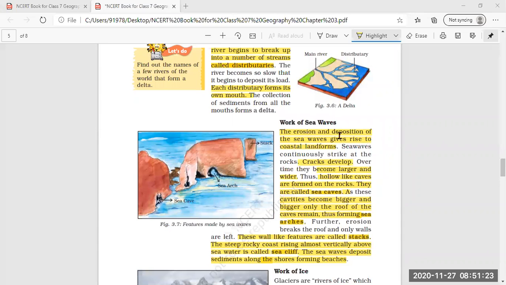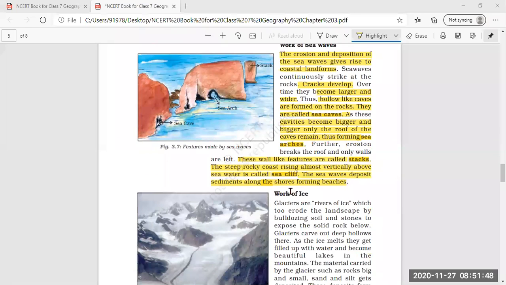Then we have seen the work of the sea waves. The work of the sea waves is the sea cave. Further, due to the continuous striking of the sea waves, sea caves are turned into sea arches, and further the sea arch is turned into stacks, and then the sea cliff forms, the steep rocky coast vertically above the sea, and then the sea waves deposit sediments forming the beaches.